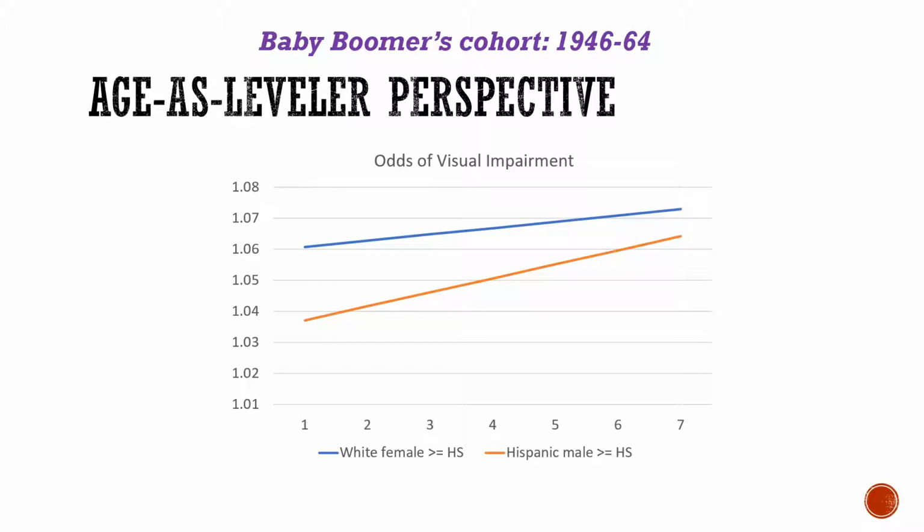If I just focus on the baby boomers cohort, those born between 1946 and 1964, I found that the age as leveler perspective is supported for the differences in the odds of visual impairment between white females with at least a high school diploma and Hispanic male with at least a high school diploma. As you can see here, the odds of visual impairment for the two groups of people narrow over time. So because of that, the age as leveler perspective is supported for these two groups of people.